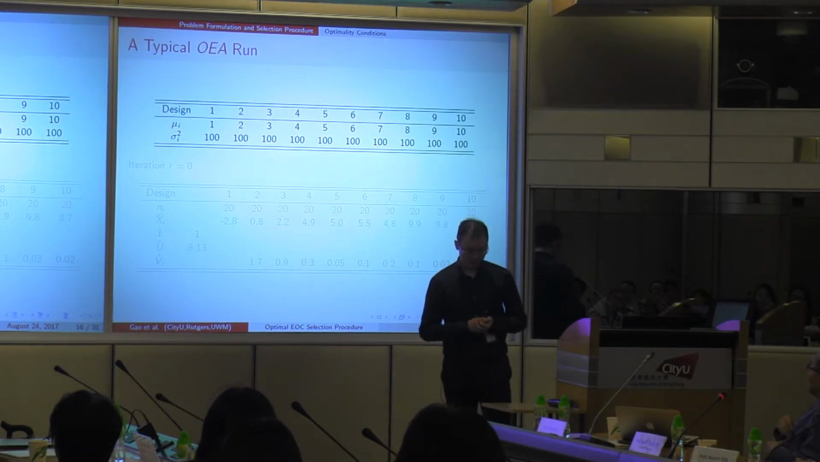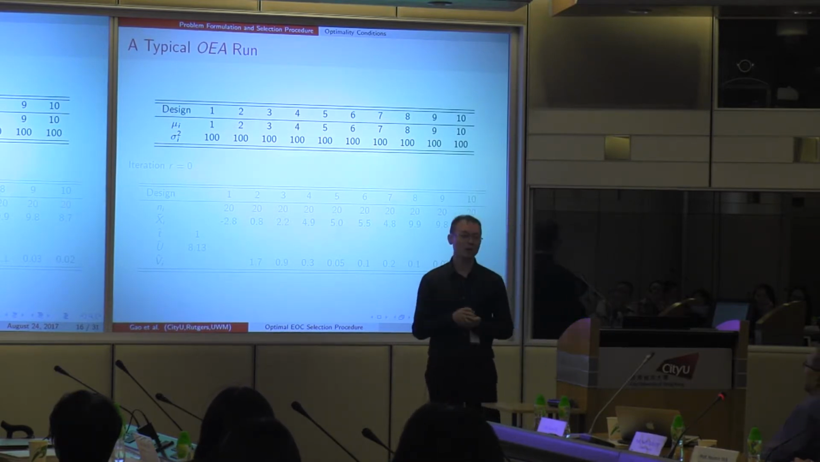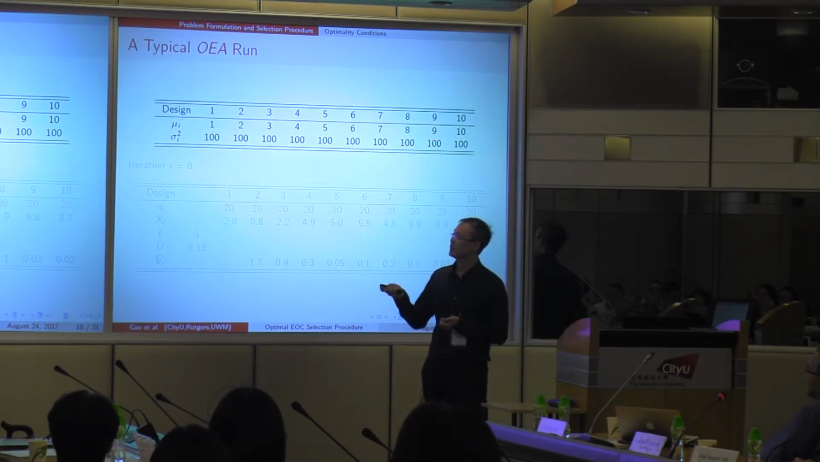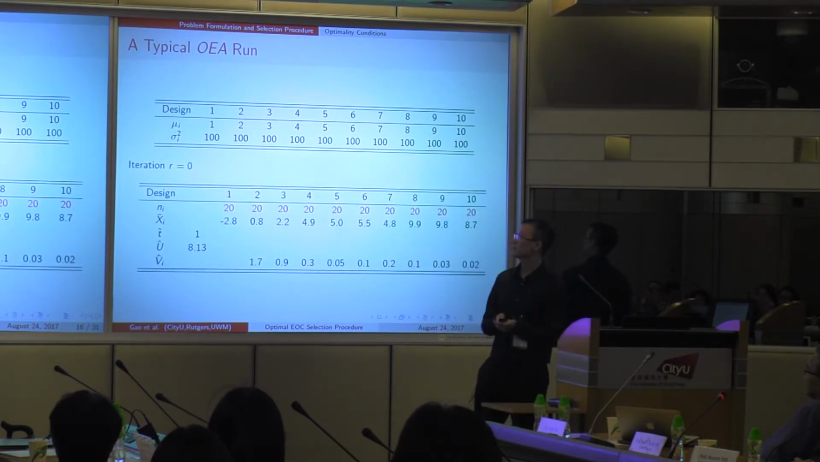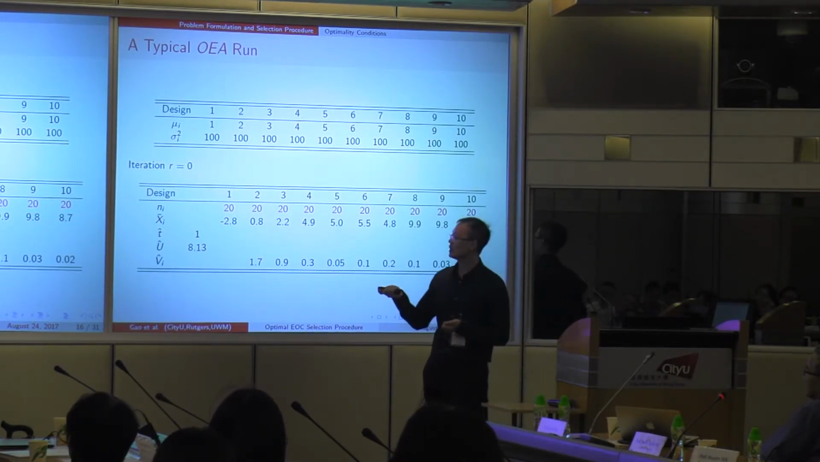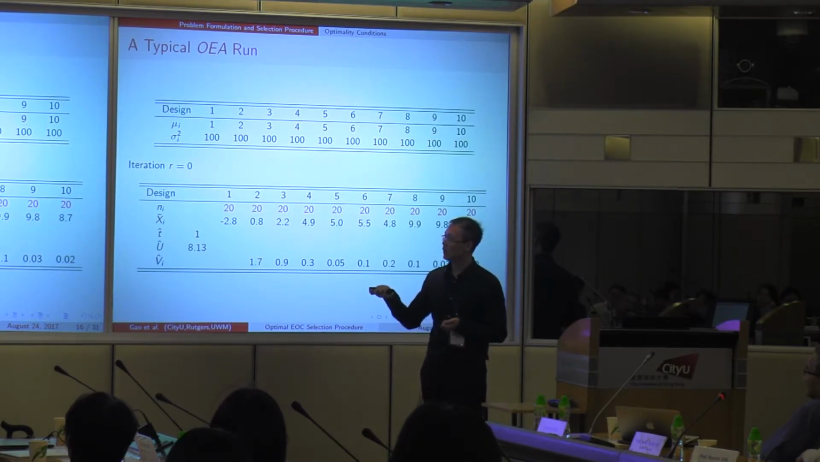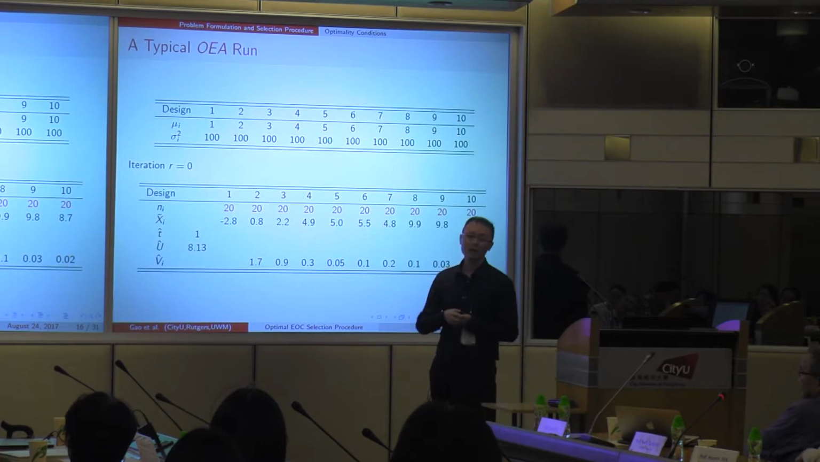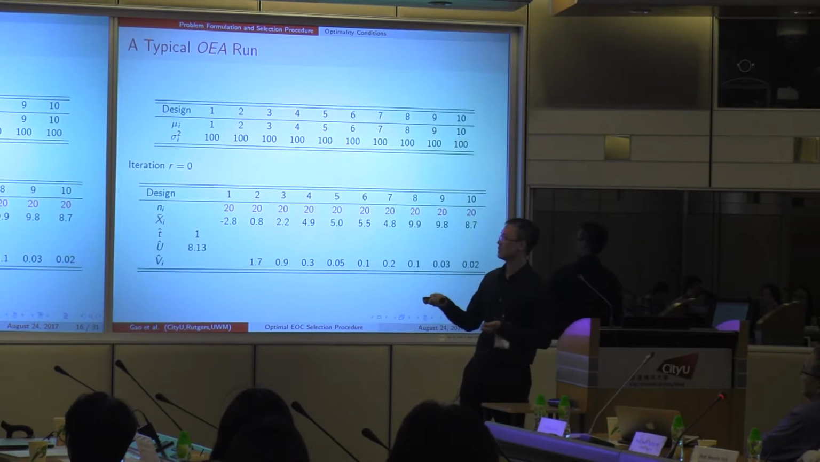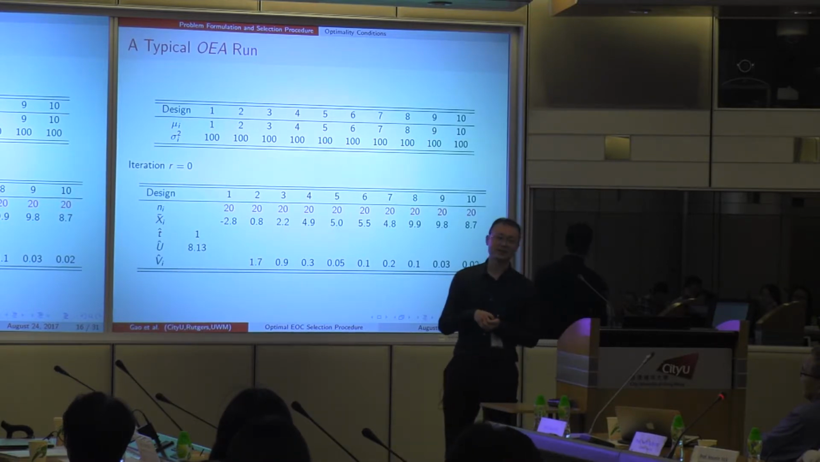To better understand this OEA algorithm, we show a typical run of this algorithm. We test it on the example with 10 designs, and here are the means of the 10 designs, and here are the variances of the 10 designs, and the best design is design 1. At the beginning, we provide an equal number of replications for all designs, 20 replications for all of them. And here is the sample mean of them. Of course, design 1 has the best sample mean, so design 1 becomes our estimated best design. And here is the estimated U value, 8.13. And here is the estimated V value for all the estimated non-best designs.